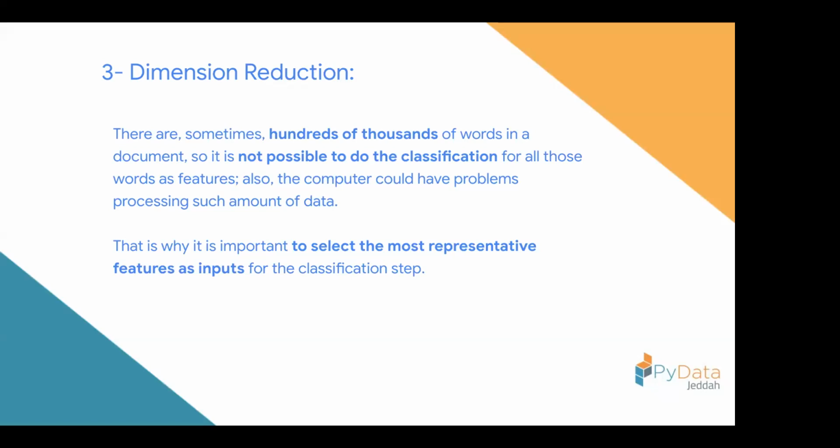Dimension reduction. The computer has limited power. So if we have hundreds of millions or billions of words, a huge data set, how can the computer, with its limitations, process this text? We need some method to select the important features, and these features become the input for the classification model. So we select the most representative features as input for the classification step, because of the limitation of the power of computers or processing.